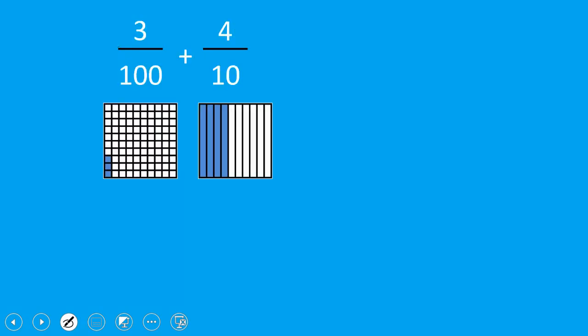So let's try another one. This time I have 3 little hundredths and 4/10. Well, we want that 4/10 to become a fraction that has a denominator of 100. So what I can do is, I know that I can times by 10 and get 100. And if I do it to the bottom, I also have to do it to the top. And I will get 40 hundredths.